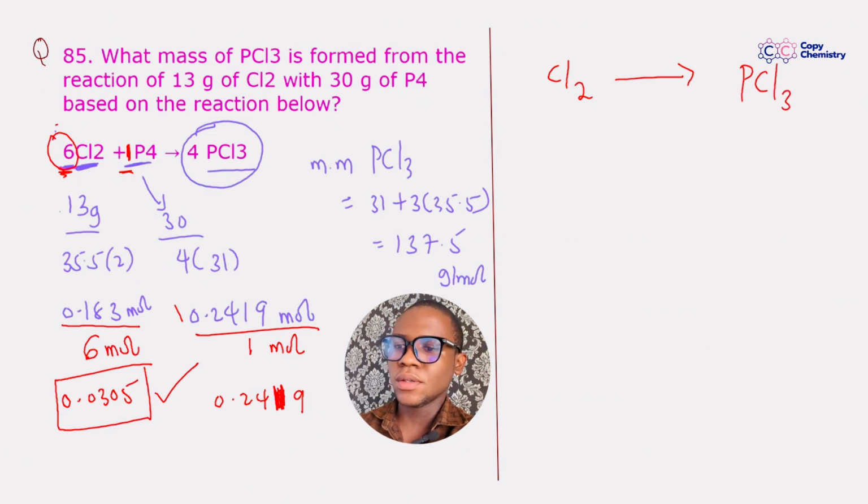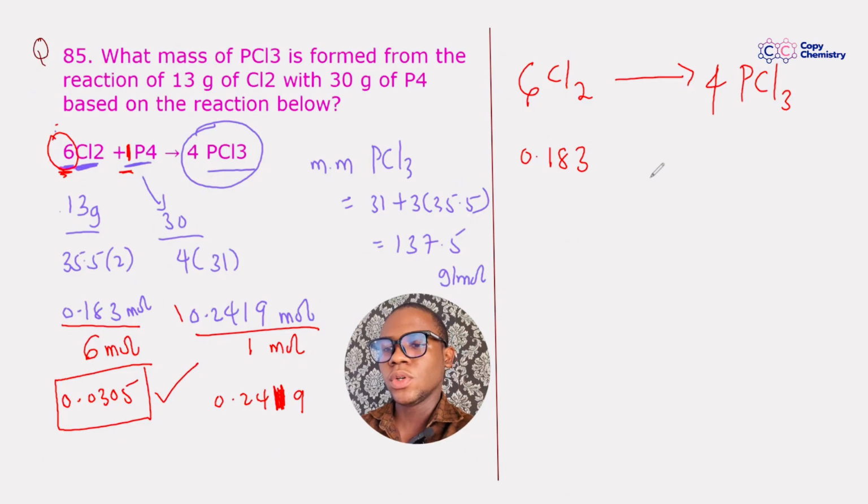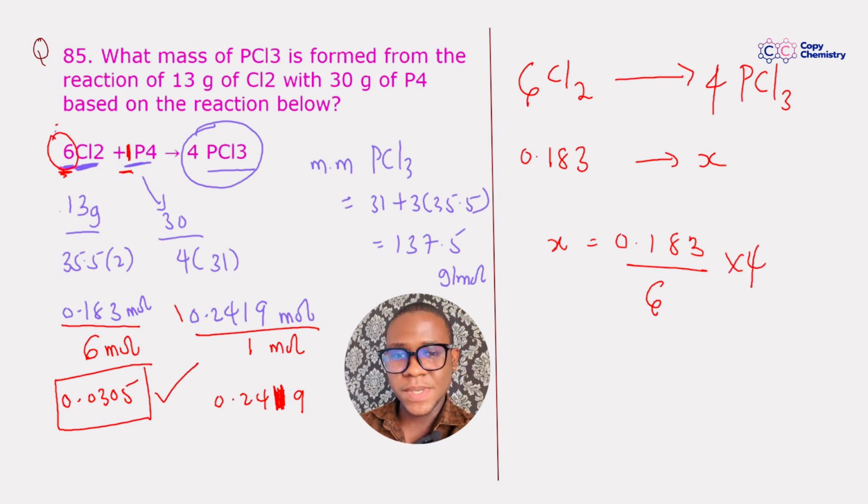So we have to compare Cl2 and PCl3. Okay, we can see that 6 moles of Cl2 gives us 4 moles of PCl3. Therefore, 0.183 moles, which is available, of Cl2 will then give us, let's say, X, and then we are going to have X as 0.183 divided by 6 and then times 4. Does this make sense to you? Let me know if it makes sense to you.